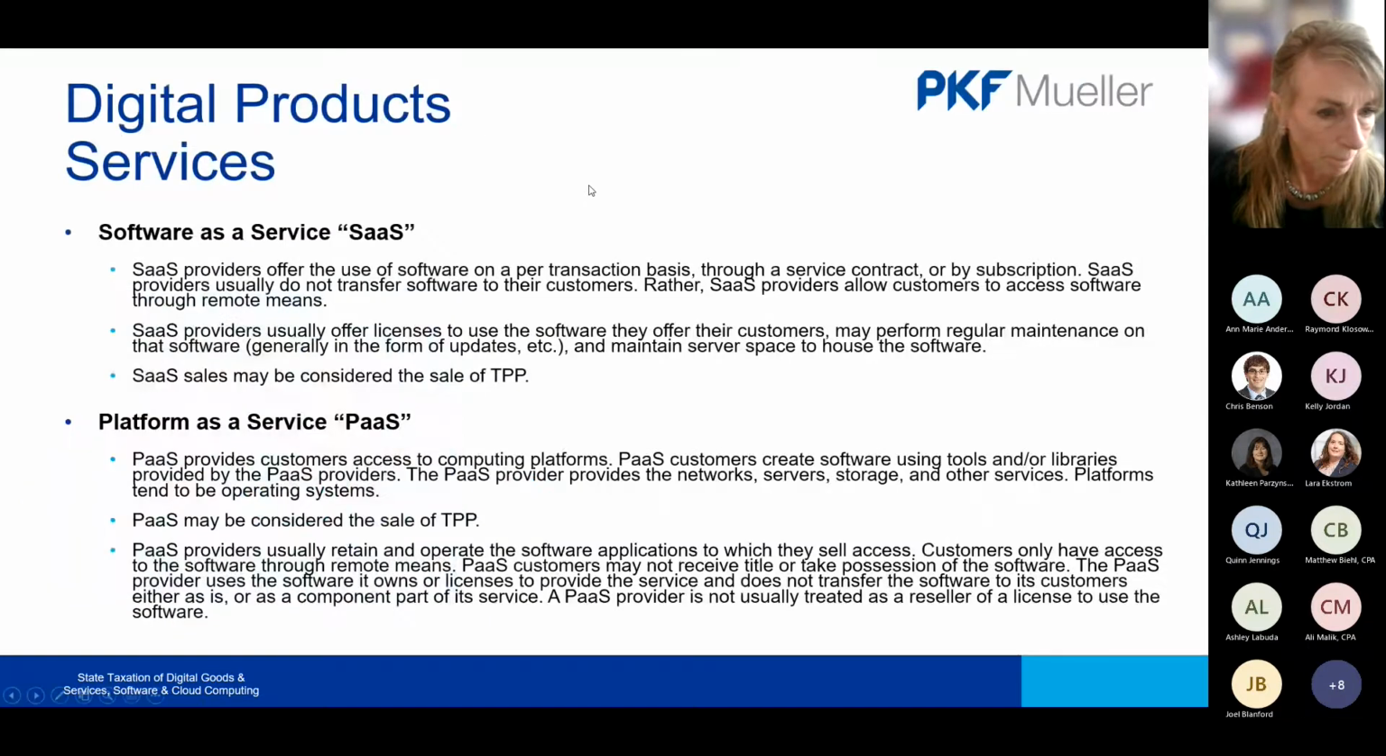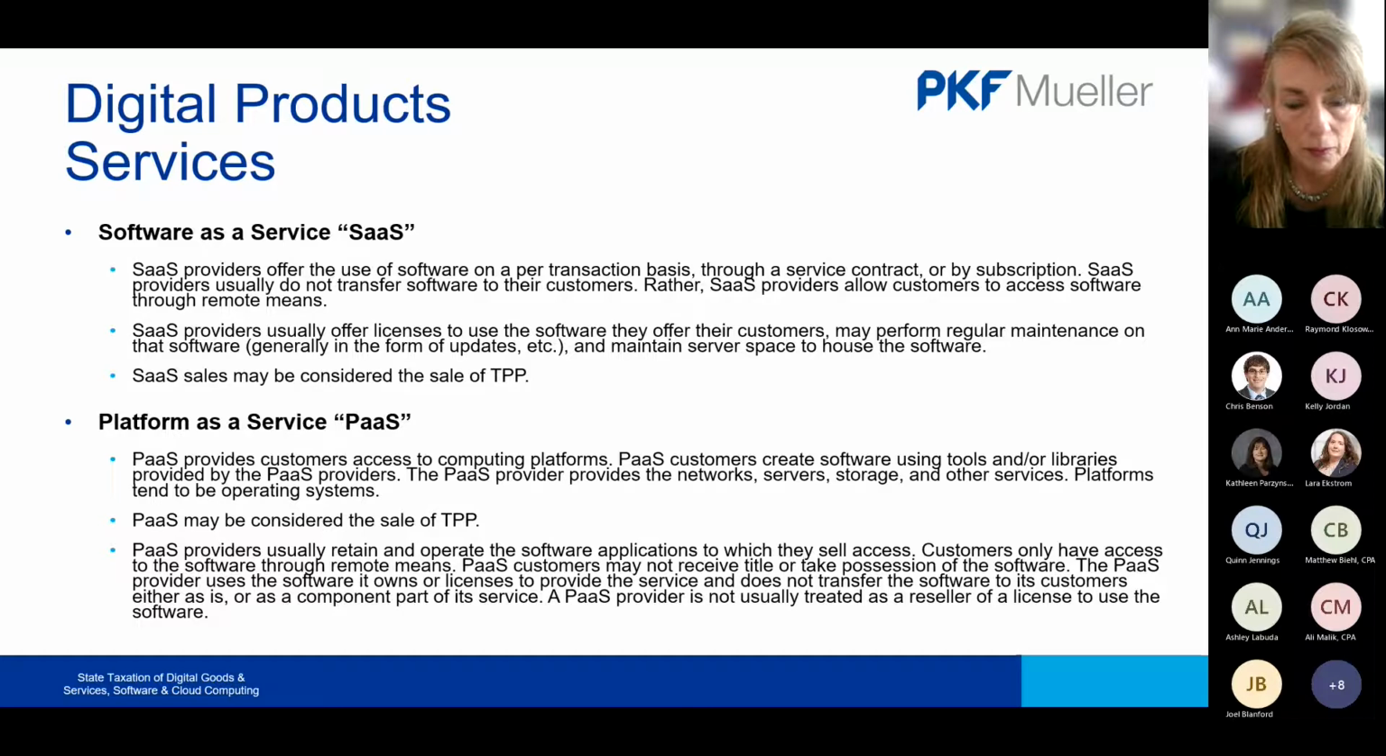So here we'll break apart each as a service. First we have software as a service. Again, this is probably the biggest one of the three. It is considered tangible property, even though it is a service, and sales tax typically does apply to these.